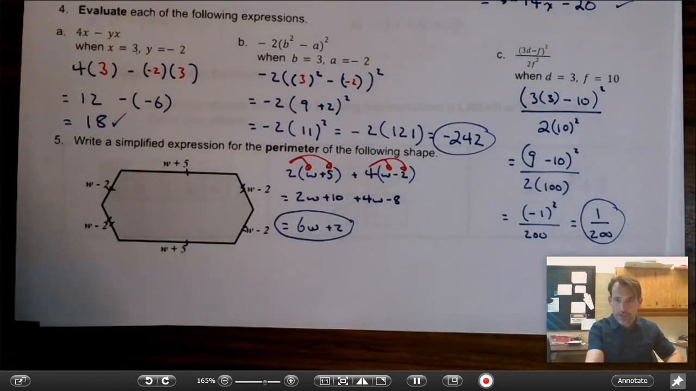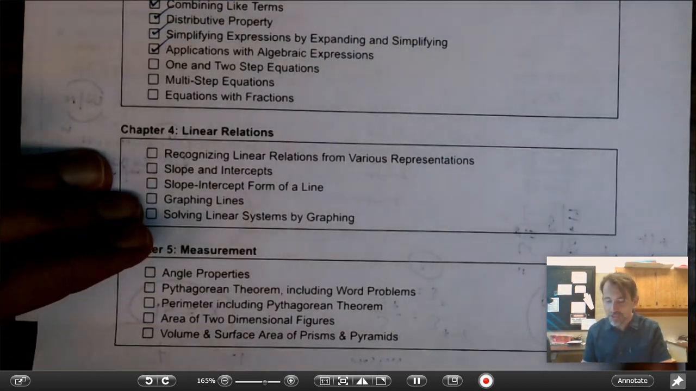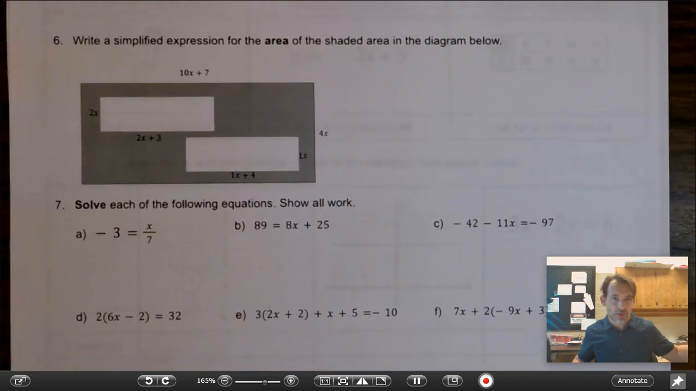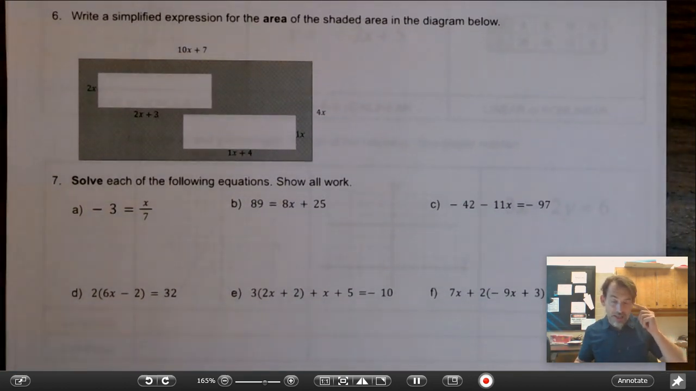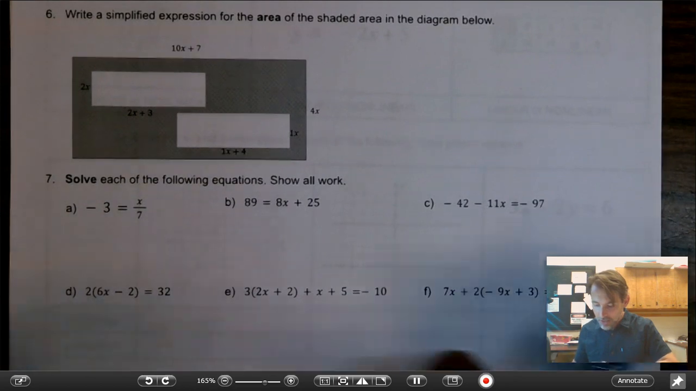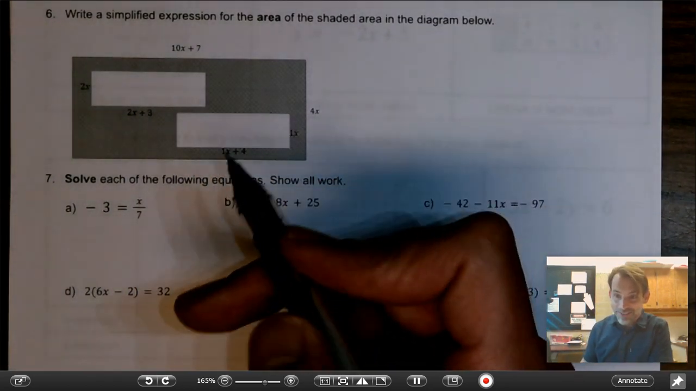We should go checking some things off on my checklist. It's my favorite part. I love checking things off on my checklist. We did applications with algebraic expressions just now. Fantastic. Oh, wait, we still got more. We want the area of the shaded area in the diagram below. Oh my goodness. Okay, let's see what we get here. This is clearly challenge problem level, right?